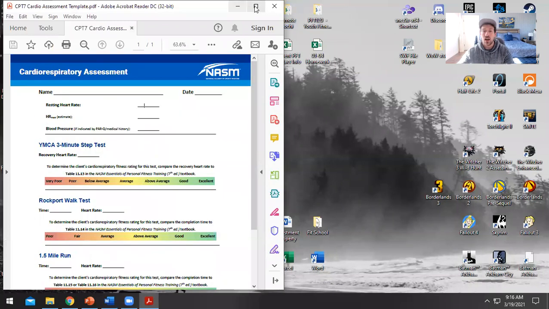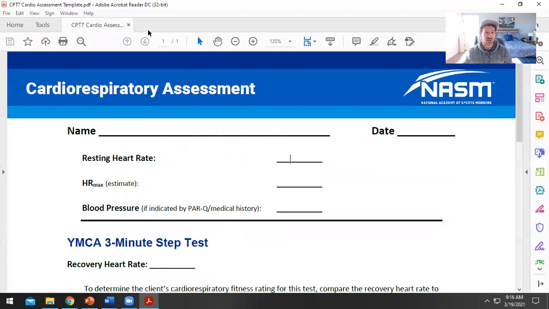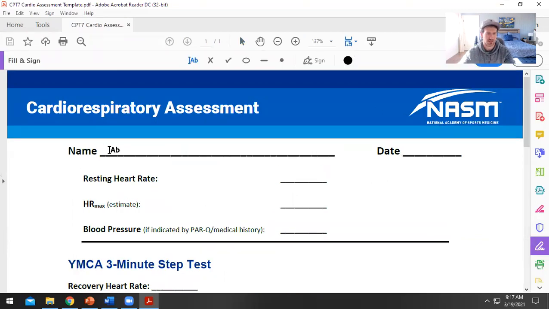All right, so if we were going through this, let's put a client's name up here. I've only done this a couple times. I'm not super great at this. All right, we'll say it's me. So today is 3/19/2021. So the resting heart rate, like I said, it's about 70. We'll say 70 beats per minute, just for the sake of argument.